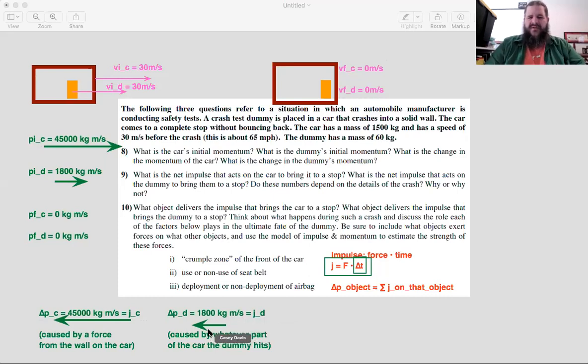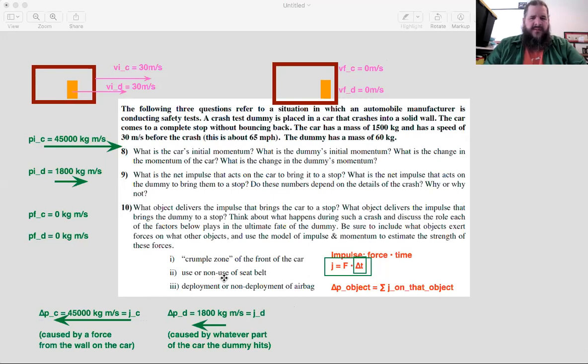And note that this impulse, the 1,800 kilogram meters per second, that's not directly caused by a force from the wall, because the wall is not exerting a force on the dummy, unless, again, if the dummy flies through the windshield and crashes into the wall anyway. But the force on the dummy is going to be caused by whatever the dummy actually bumps into.